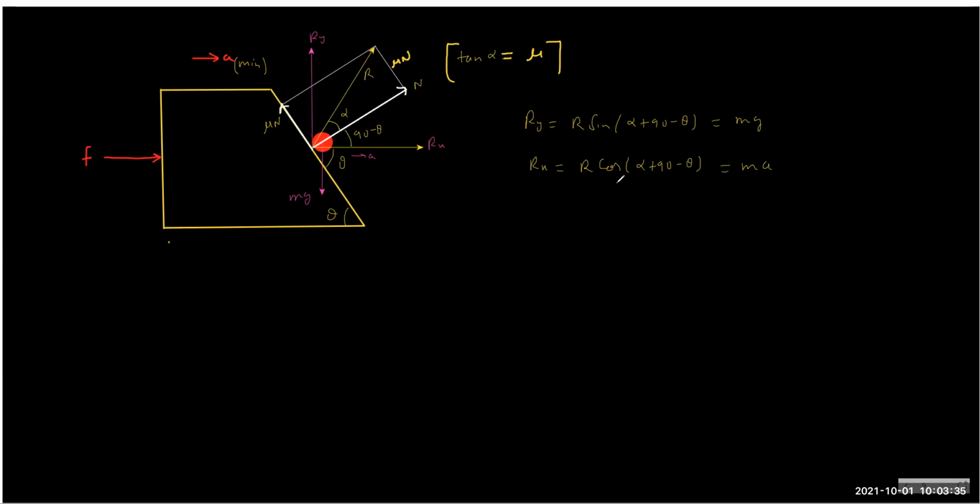So I can say R cos whatever is m a. And now I'm done because I got the acceleration in one line. So what is a by g? Just divide the equation. So 2 divided by 1, and I got the answer. So a by g is how much?